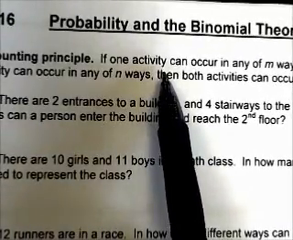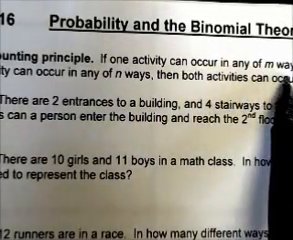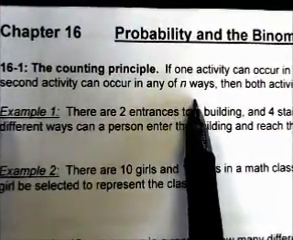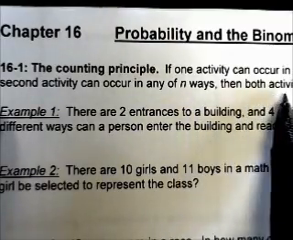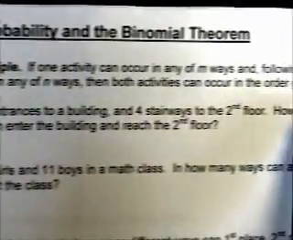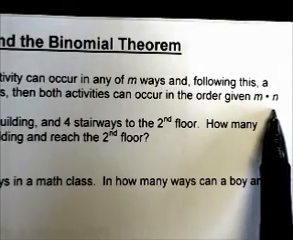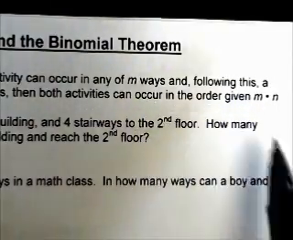If one activity can occur in any of m ways, and following this a second activity can occur in any of n ways, then both activities can occur in the order given by m times n. So you would multiply m times n.